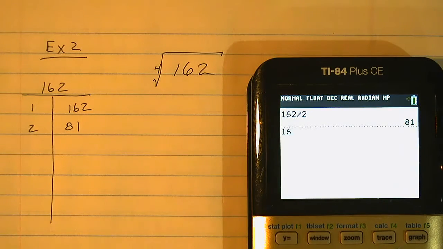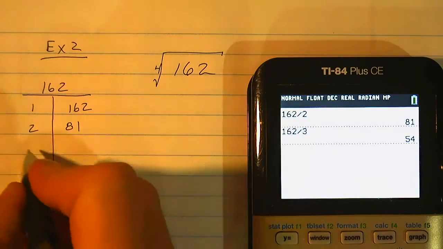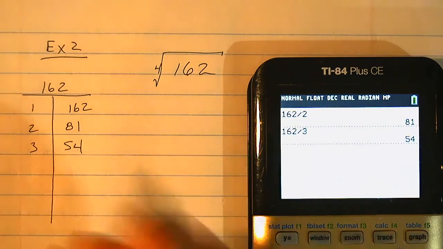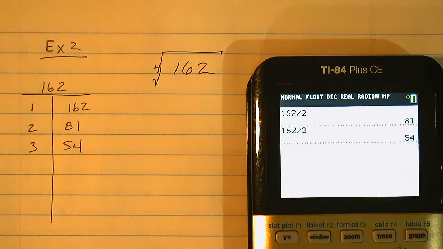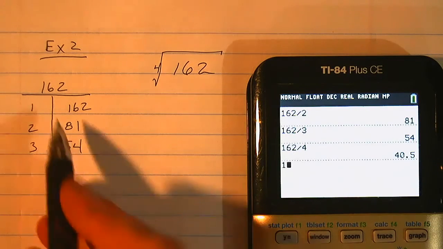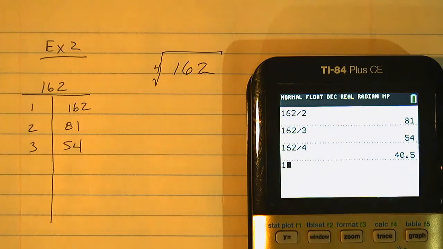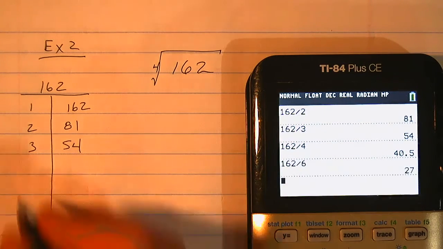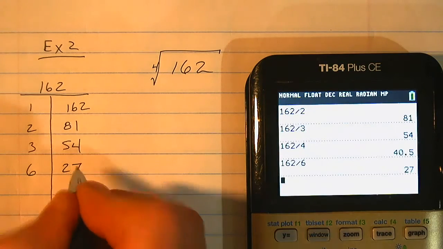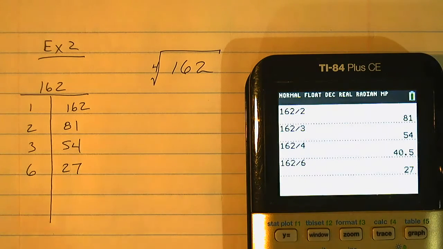Is it divisible by 3? Yes, it is. 3 times 54. Is it divisible by 4? Nope. I know it's not divisible by 5 because it doesn't end in a 5 or a 0. Is it divisible by 6? Yes, it is. You know what? If 4 didn't divide it, 8 can't divide it either because 8 is divisible by 4. But, you know, if you tried it, oh, I forgot 7.